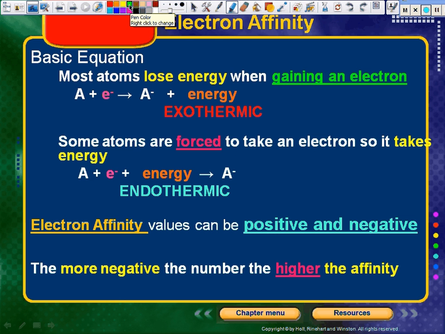Look in both formulas. Do you agree that the electron in both of them is a reactant? Okay? How do you know it's a reactant? It's on the left side of the arrow. So very good. So the electron is a reactant.